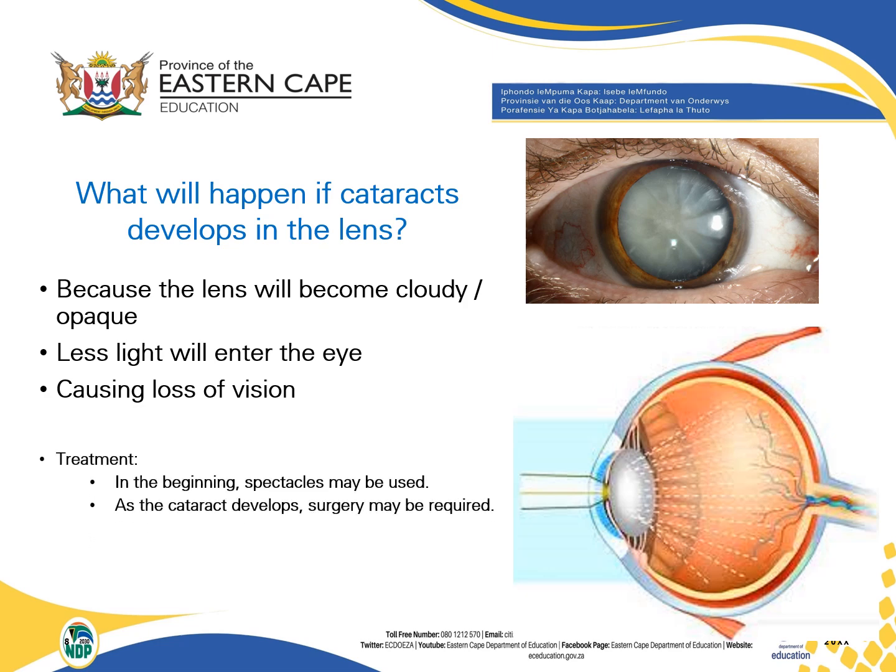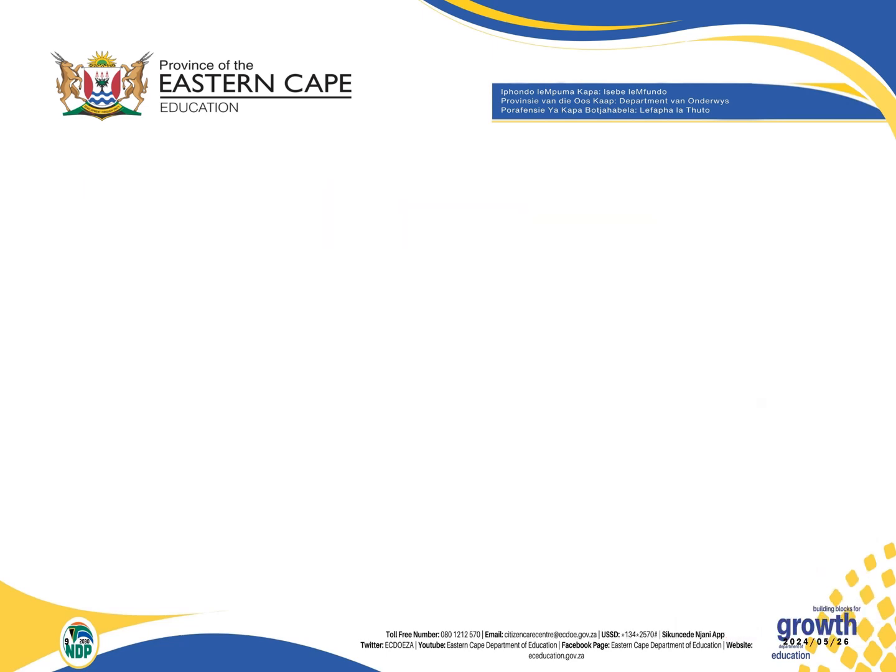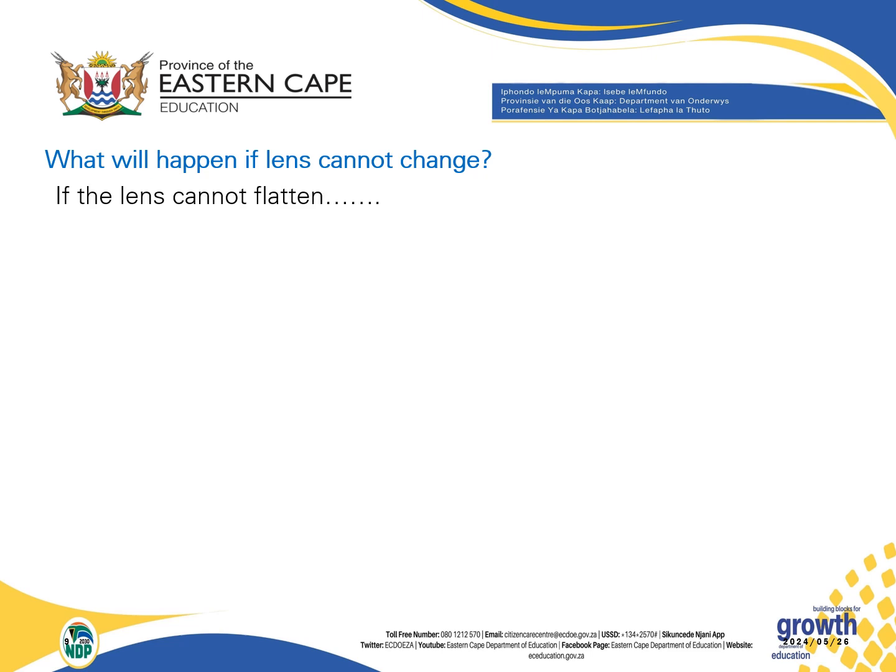Cataracts can be treated in the beginning using spectacles, but as the cataracts develop, surgery will be required where they remove the lens and replace it with an artificial lens. Now let's look at what will happen if the lens cannot change shape. Now remember, it's important that the lens changes shape so that it can focus the light on the retina at the back of the eye in order to form a clear image.